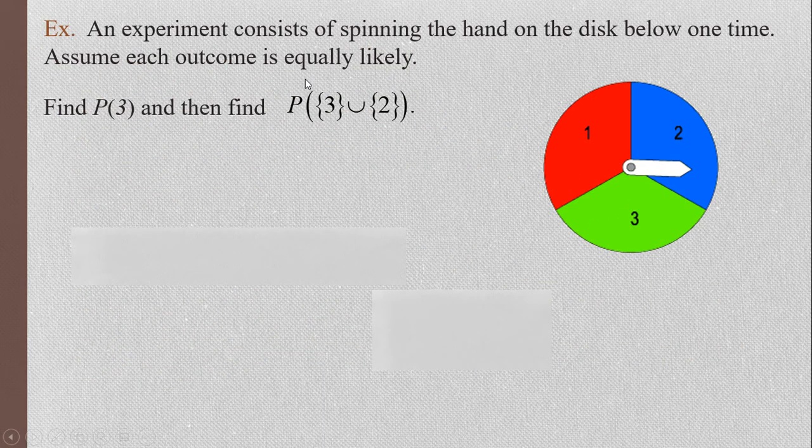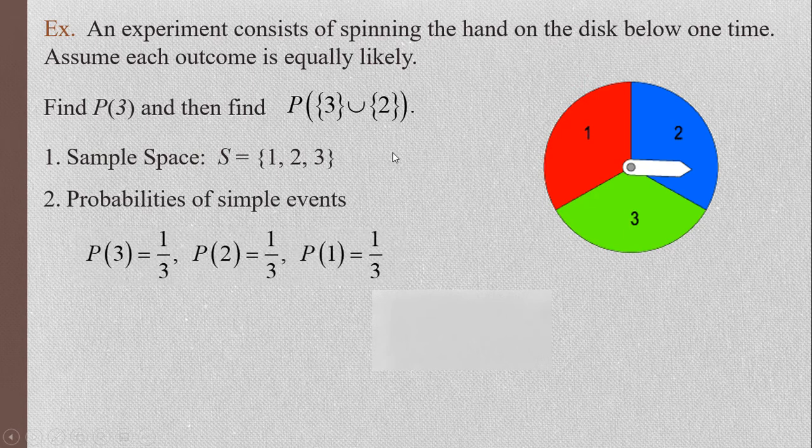So an experiment consists of spinning the hand on the disc below 1 time. Assume each outcome is equally likely. Find the probability of 3 and find the probability of 3 or 2. My sample space is that it's going to land on 1, 2, or 3. Assume that there are no lines there.